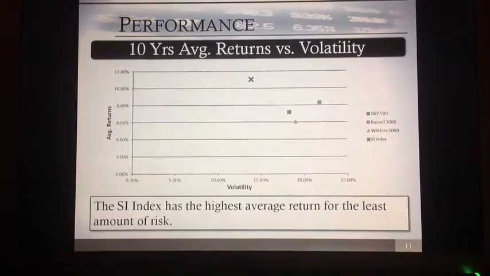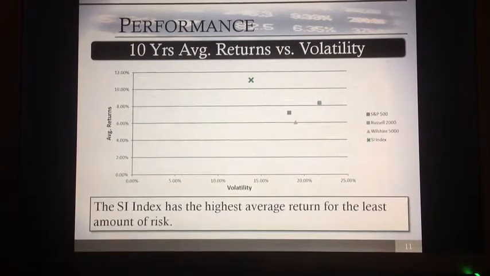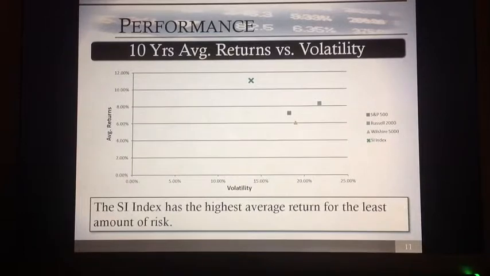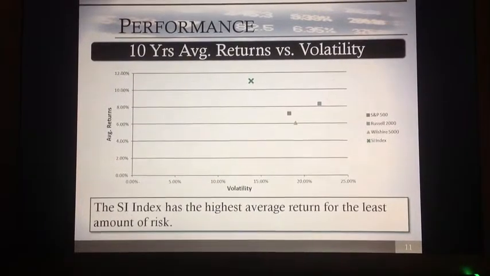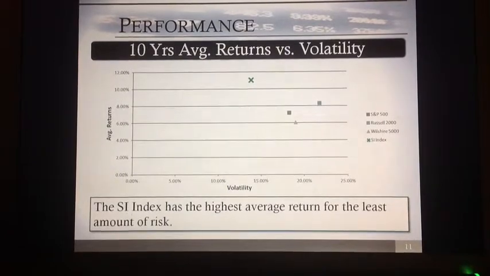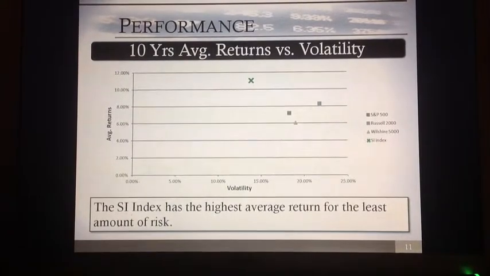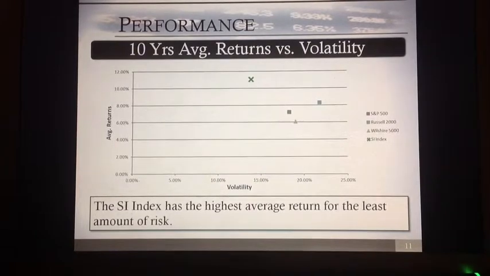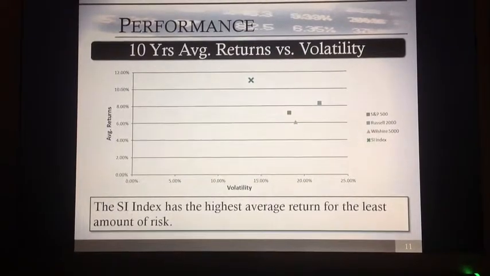And this is another view to look at the return and risk of the index. And here we plot the data of 10 years average return and volatility in the average return and volatility space. And you can see that the upper left corner is the best, which means higher return, lower risk. And here you can see SI index has the highest average return for the least amount of risk.